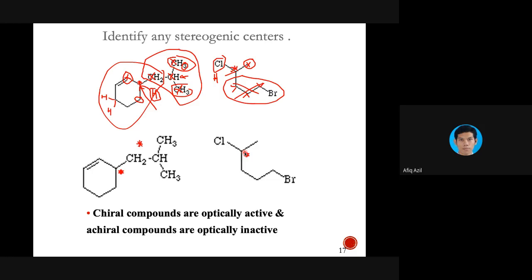Any questions so far on how to determine chiral centers? Is everything clear?